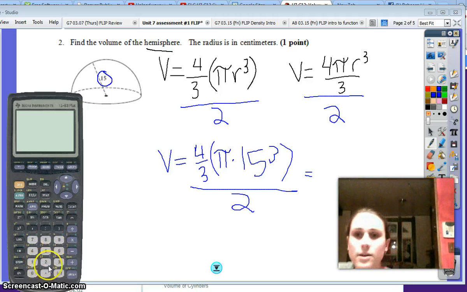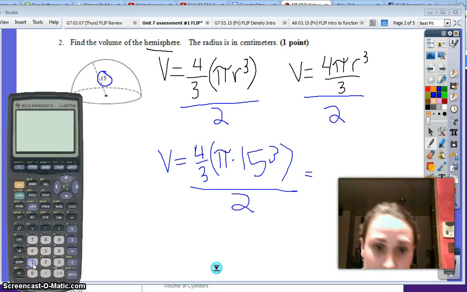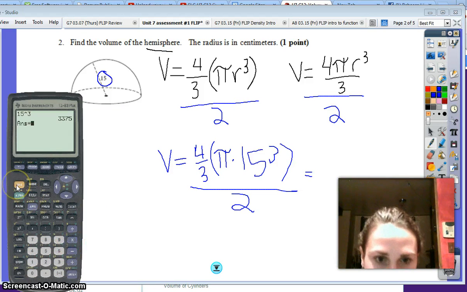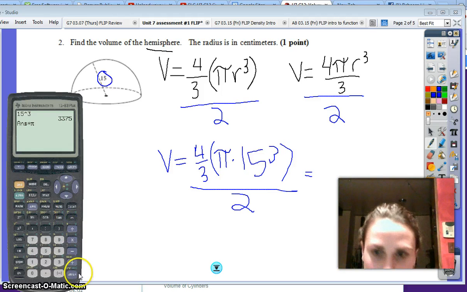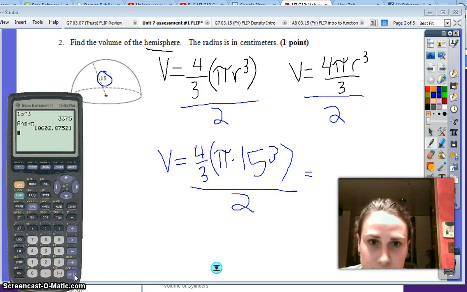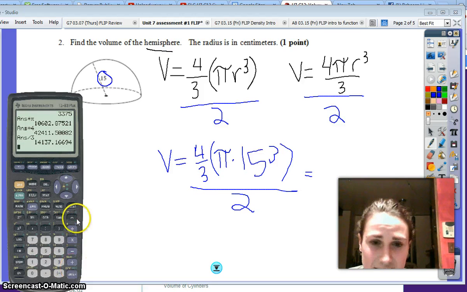You could plug it all in at once, but I'm going to do it this way. I'm going to cube 15 first. So 15 cubed equals, I'm going to then multiply that by pi, multiply that value by 4, divide that by 3, and then divide that whole number by 2.